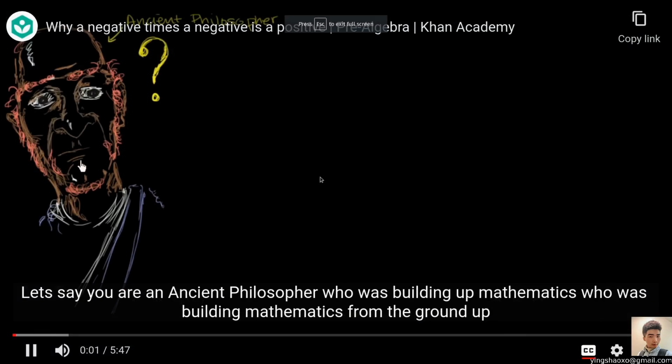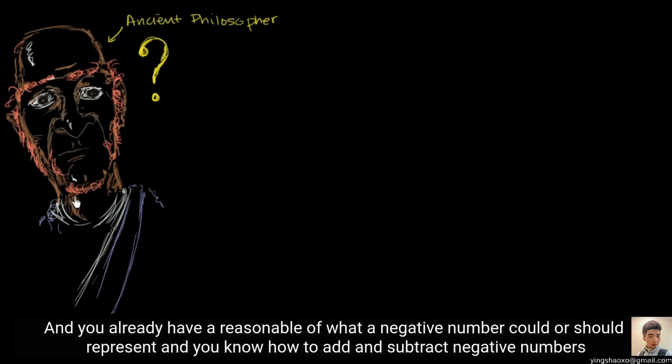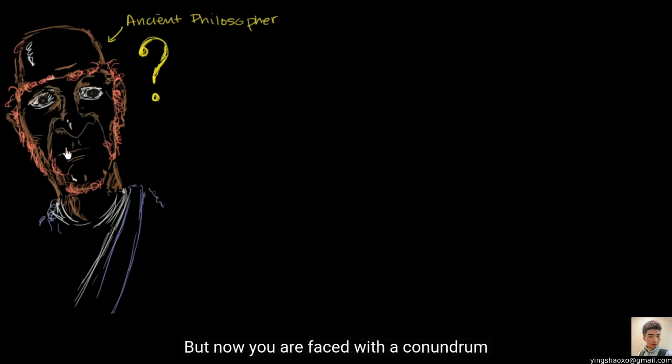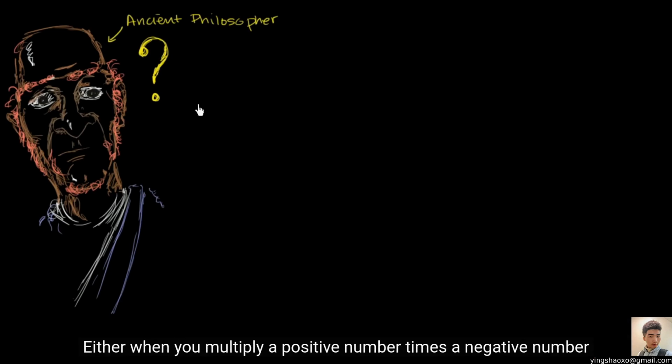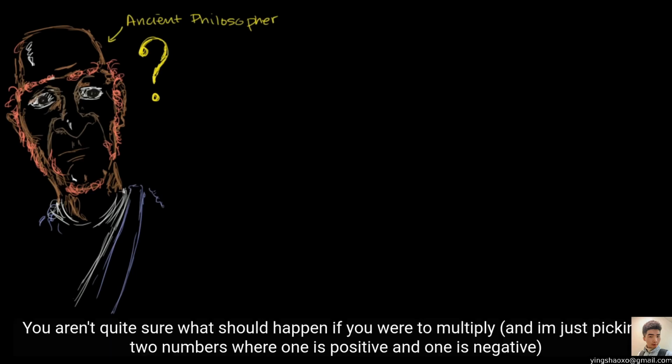Let's say that you are an ancient philosopher who is building up mathematics from the ground up, and you already have a reasonable understanding of what a negative number could or should represent, and you know how to add and subtract negative numbers, but now you are faced with a conundrum. What happens when you multiply negative numbers? Either when you multiply a positive number times a negative number, or when you multiply two negative numbers. So for example, you aren't quite sure what should happen if you were to multiply, and I'm just picking two numbers where one is positive and one is negative.